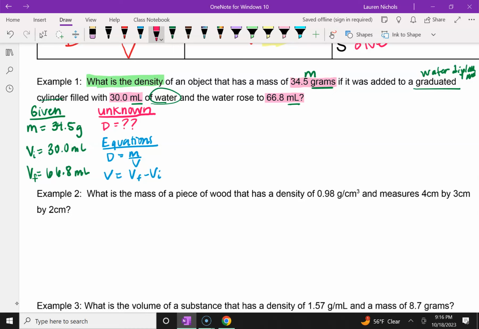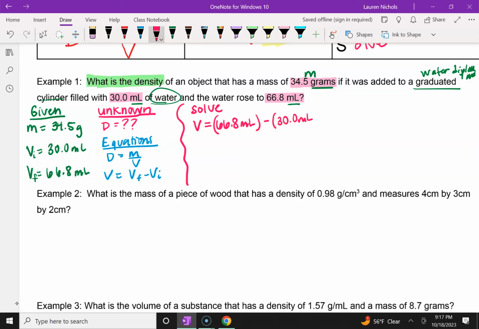So now that we know this, we're just going to solve it over here. Okay, so the first one we're going to want to find is volume. So our volume is our final, which is 66.8 milliliters, minus 30 milliliters.